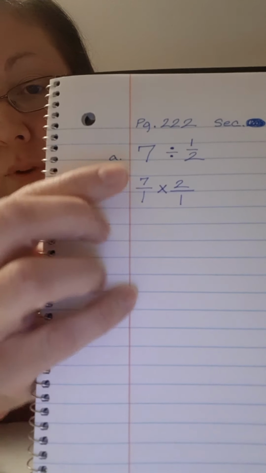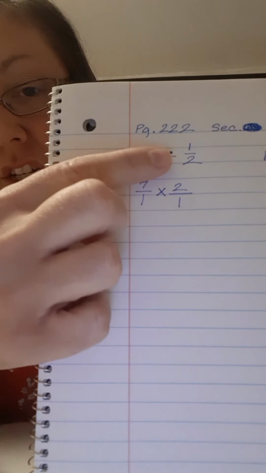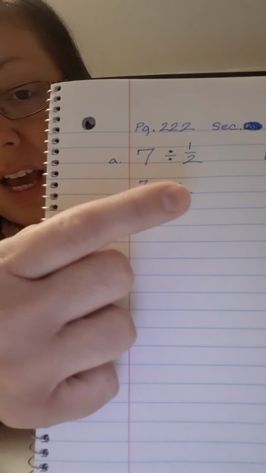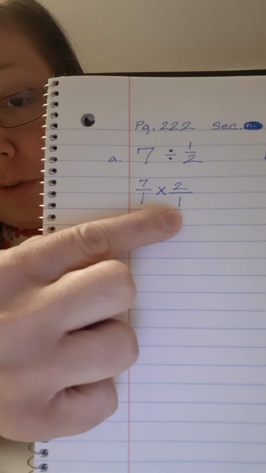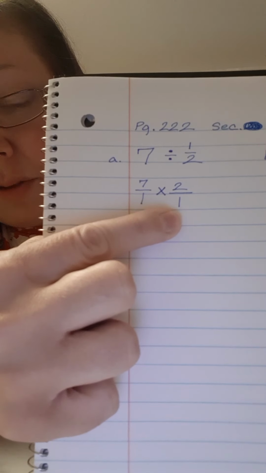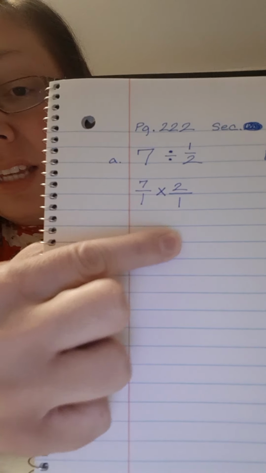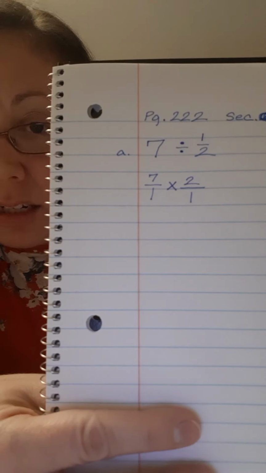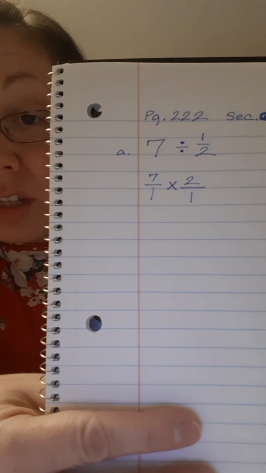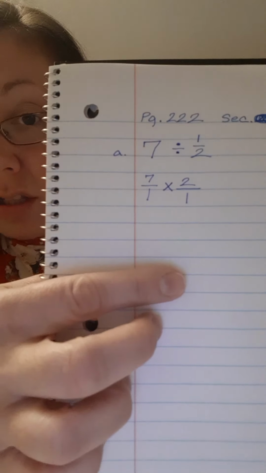So now this is where I'm at. I put a 1 under the 7, changed the division to multiplication, and flipped this fraction over. So I inverted it. That's what that means. You flip it over, so you reverse those numbers. Now, I am going to see if I can cross cancel. Can I cross cancel there? No, I cannot cross cancel, so I'm just going to multiply across.